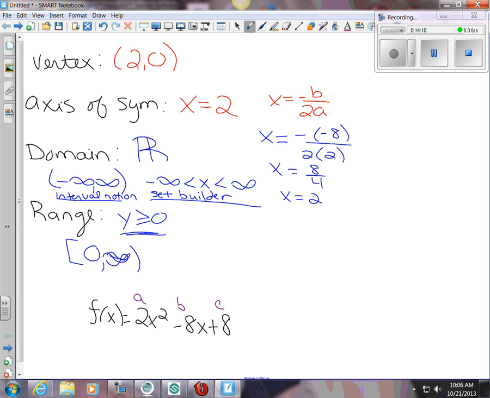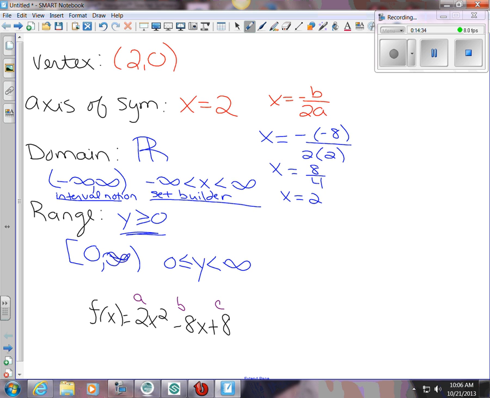How about set builder? 0. That's what you're equal to? Y. Great. About less than? Infinity. Okay? Interval and set builder. You better know the difference. And notice for the set builder for range, I used Y.